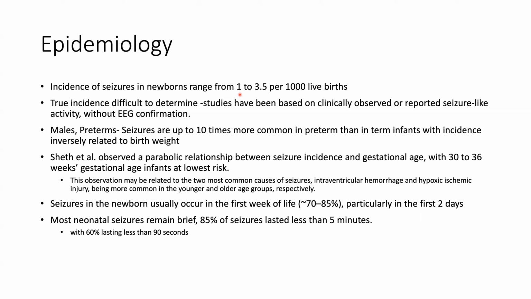These two are more common in the younger and older age groups, respectively, because children less than 30 weeks of gestational age have a higher risk of intraventricular hemorrhage, and generally children more than 36 weeks of gestational age are the ones who have hypoxic ischemic encephalopathy, that is birth asphyxia in the newborn period. So this may explain this parabolic curve of seizure incidence.